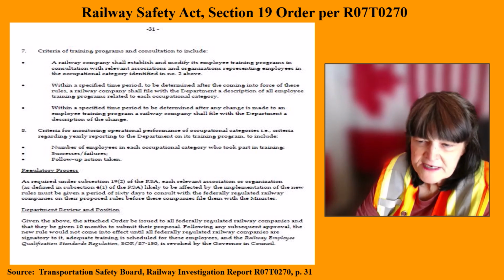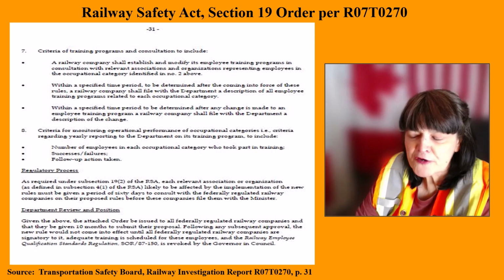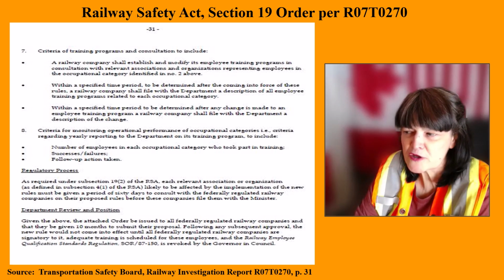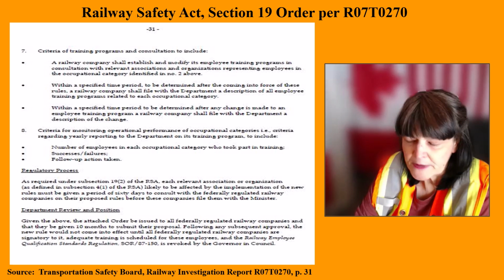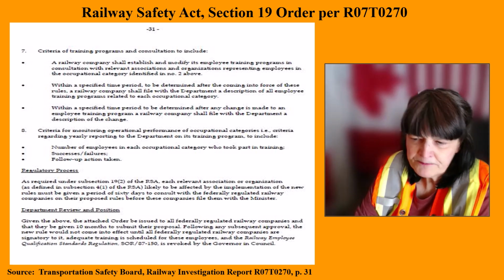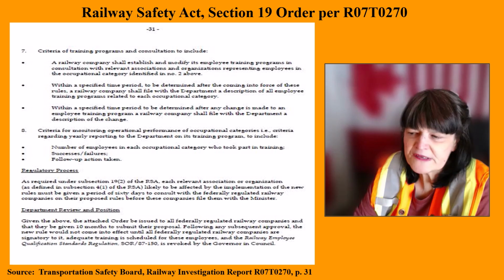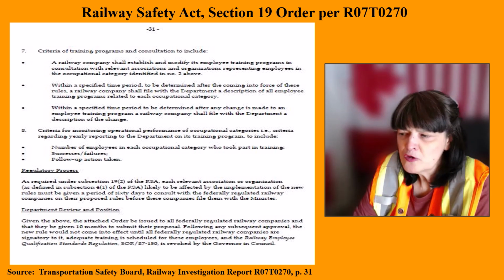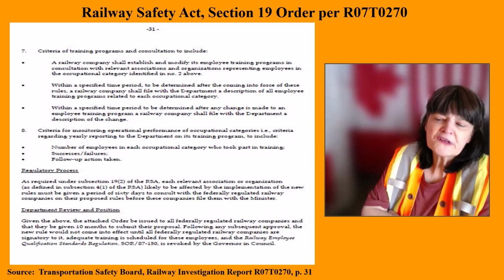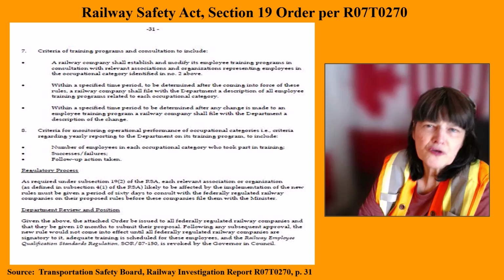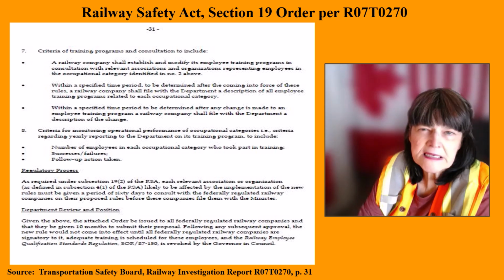But point 8 here has to do with the criteria for monitoring operational performance of occupational categories. So criteria regarding yearly reporting, etc. Now, the important one here, they've got the number of employees in each occupational category who took part in the training, the successes and failures, and follow-up actions taken. Okay, now for successes and failures, so we have new training programs, and we're going to tell you how many passed the training programs, how many did not. Okay, well, here's the issue.